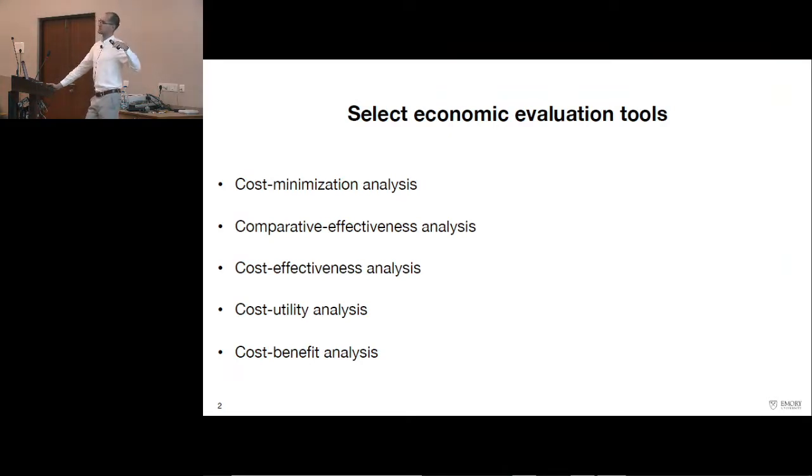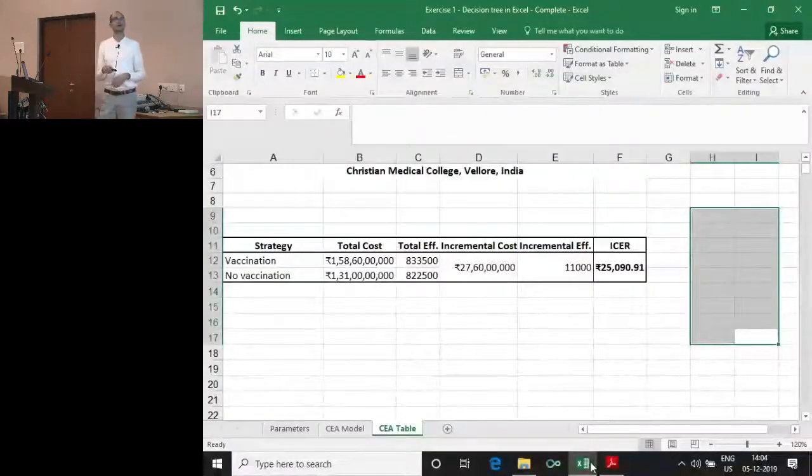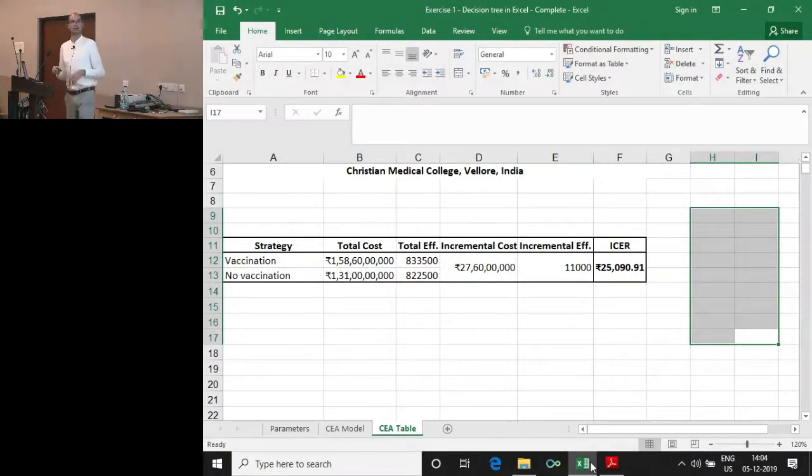All these types of analyses have pretty much the same concept. But what I would like to stress is, let's forget about this example. Let's keep the cost effectiveness threshold at 400,000 rupees per quali gain, and let's take a look at our vaccination and no vaccination exercise. In this case, we found that the incremental cost effectiveness ratio is 25,000 rupees. That's substantially less than the willingness to pay threshold of 400,000. So we would deem this intervention a pretty good deal.